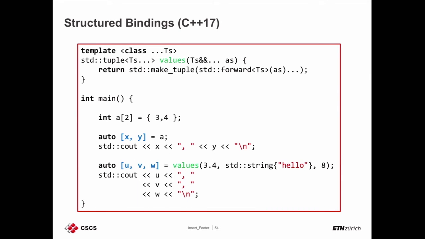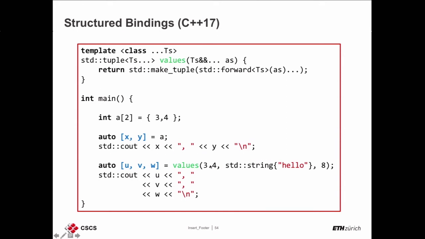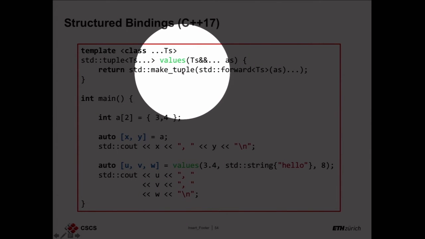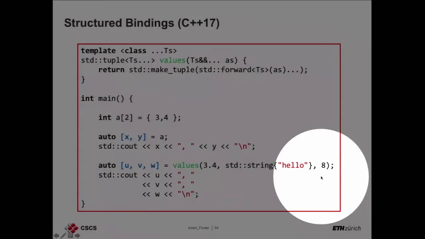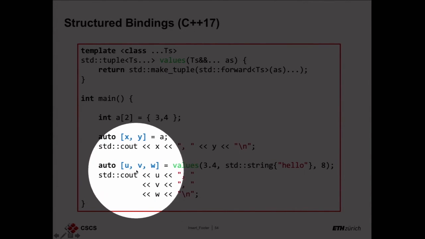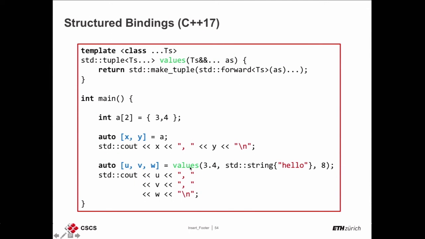And if I have a tuple, if I have a function that returns a sequence of values, like in this case, I have a function values that returns a tuple made of a double, a string, and an integer. Then I do auto, square brackets, the values that I want to get, and then I can assign these values to u, v, and w, and then I can print those values: 3.4, hello, and 8.